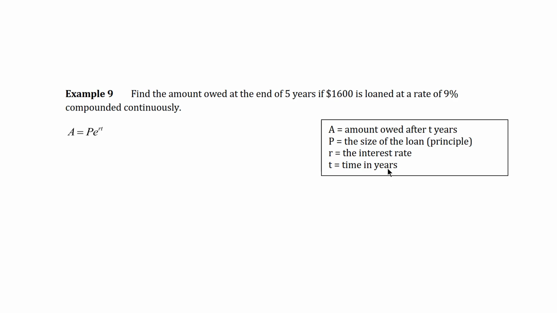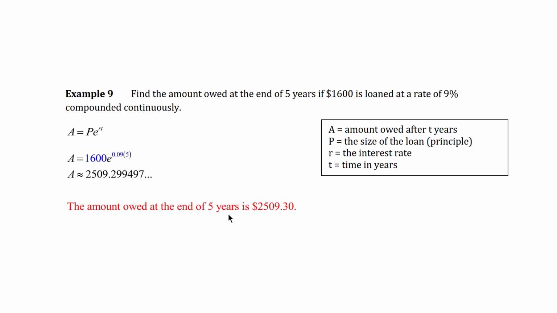To find the amount owed at the end of 5 years, we just use the given formula. We plug in the value for P, which is $1,600. We plug in the value for R, which is going to be 0.09, and we plug in the value for T, which is 5 years. We get A equals 1,600 times e to the 0.09 times 5 power. Next, we just plug this into a calculator to find the value. We get that A is approximately 2,509.299497. After rounding this value to 2 decimal places, we get that the amount owed at the end of 5 years is $2,509.30.